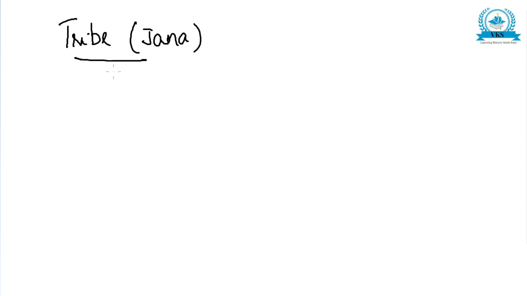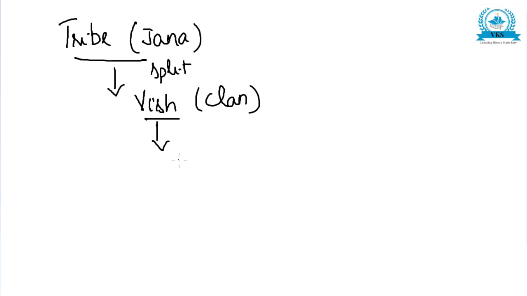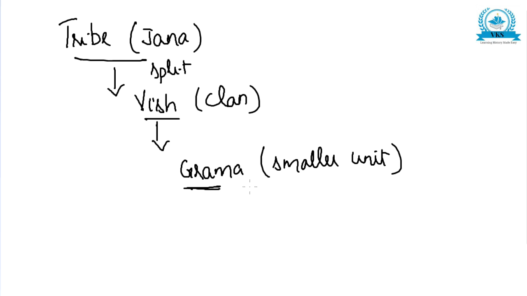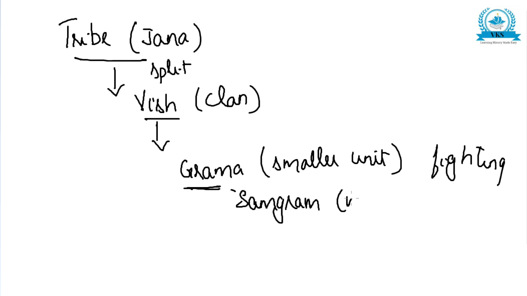Now this tribe was split into Vish, or the clan, and it is mentioned in the Rig Veda. This Vish or clan was divided into grama, a smaller tribal unit, which was meant for fighting. The tribal units were usually fighting with each other. When the gramas clashed with one another, it caused samgram, or war.